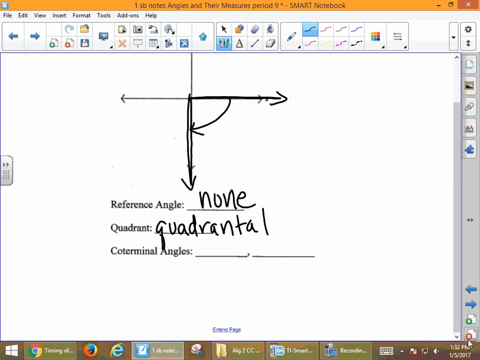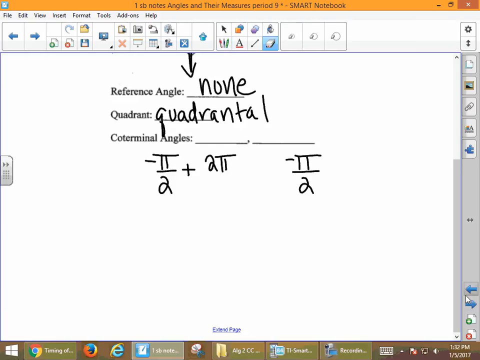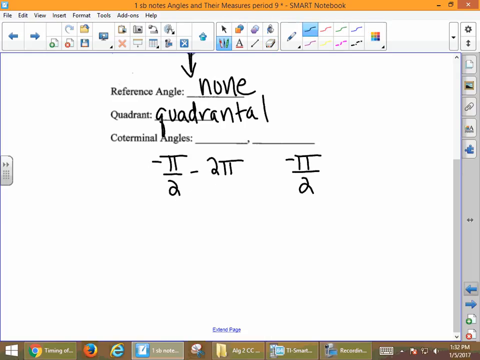But what we also want to do is figure out our coterminal angle. And again, originally we have the negative pi over 2. And we're going to add 2 pi. Negative pi over 2 minus 2 pi. Negative pi over 2 plus 2 pi, and it doesn't matter. We just have to find one coterminal angle, one positive and one negative angle that's coterminal to each.